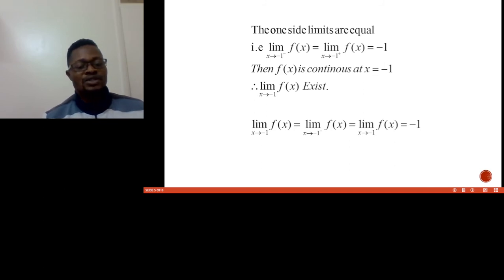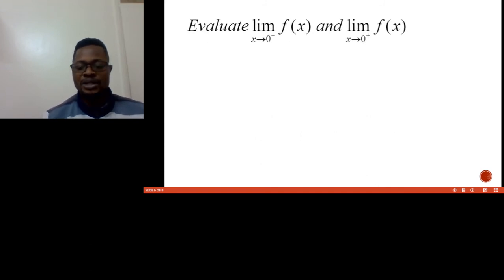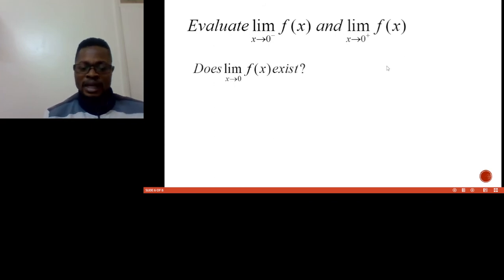You can pause the video and try solving it yourself so that you get the concept. Let us proceed, because there is part B. We are also to evaluate the limit as x tends to 0 from the negative side of this function f of x, and the limit as x tends to 0 from the positive side of this function f of x. So you are also to show if the limit exists.